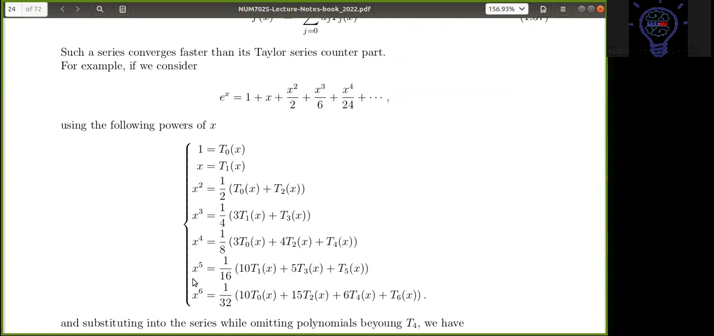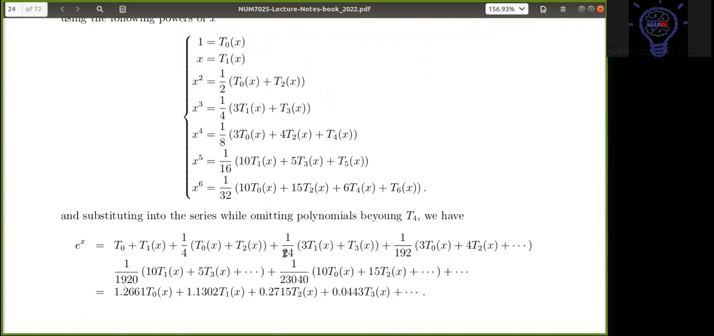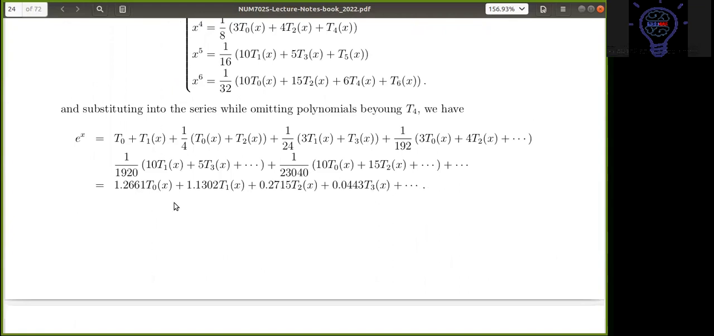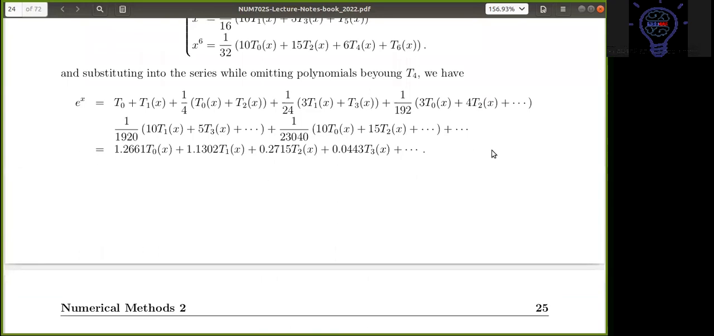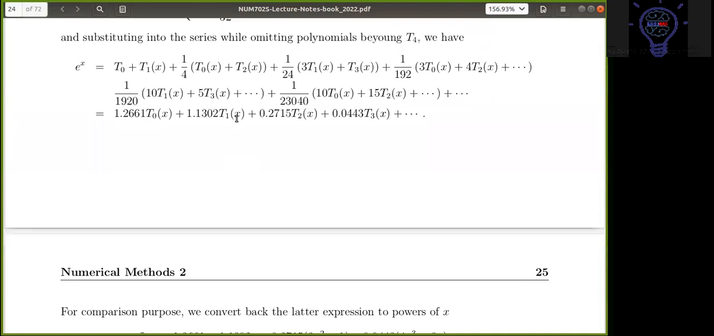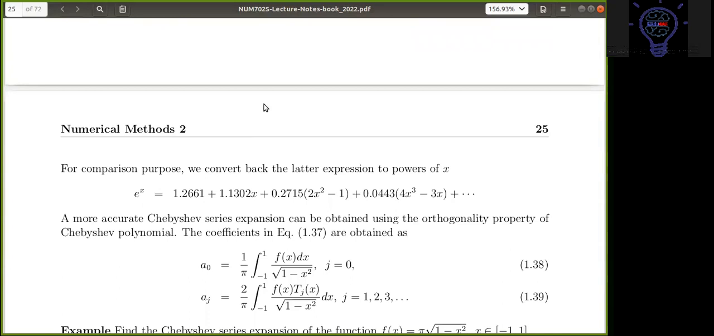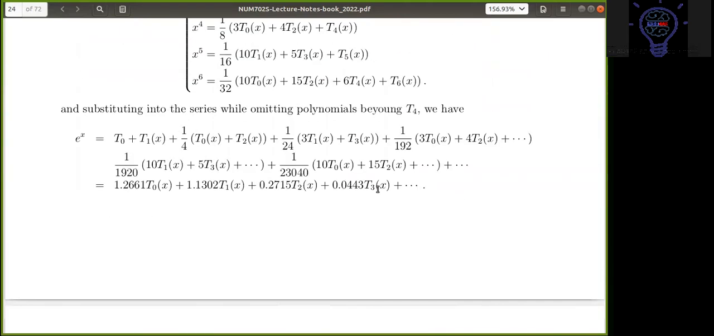Now, if you substitute this expression in this series expansion, as you can see here, we substitute and group the terms, and we obtain something of this form, which is in terms of Chebyshev polynomials. Of course, in this case, we can't go to infinity. It's just a few terms that we will look at. So if we substitute back T0, T1, T2, and T3 by their values, we'll obtain an expansion of this form.